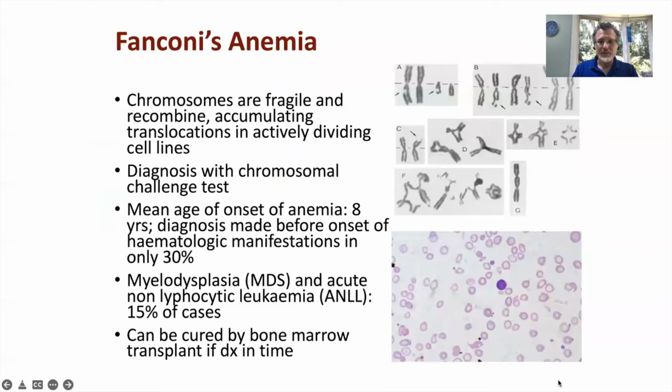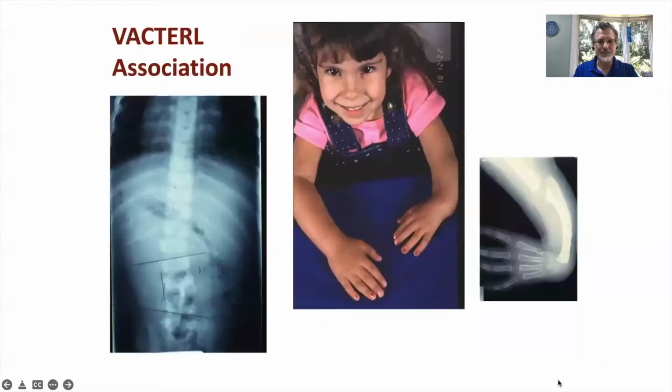Fanconi anemia or Fanconi pancytopenia is a big problem, and this is one of the few times that we can actually save a life. These children should be placed on the transplant list. If you look at their chromosomes, they are fragile and they reconnect. And as they reconnect, they tend to get myelodysplasias and acute non-lymphocytic leukemia. These can only be cured by bone marrow transplantation if diagnosed in time. And so they should get on the transplant list at a very young age.